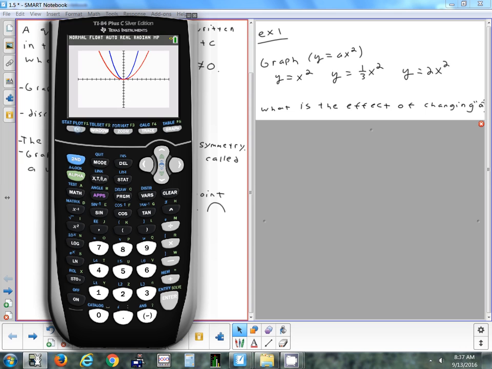What do you think is going to happen if I change this 1/3 to a 2? Yeah, it's going to narrow. Instead of stretching it out sideways, or think of it as squishing it vertically, it's going to stretch it vertically. So now it's going to look more narrow. It's going to be completely inside that blue curve, except for the vertex, which is on the curve. So changing a has an effect on how wide or narrow the parabola is.